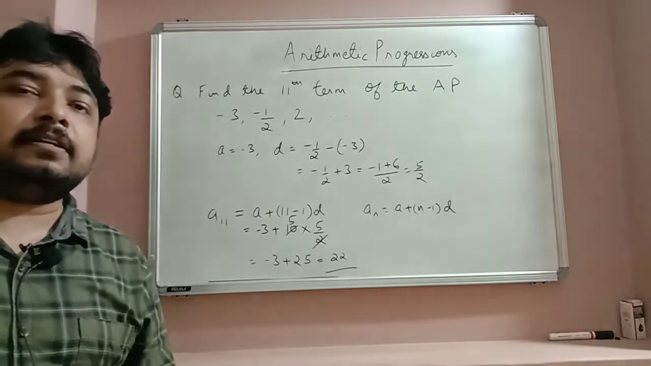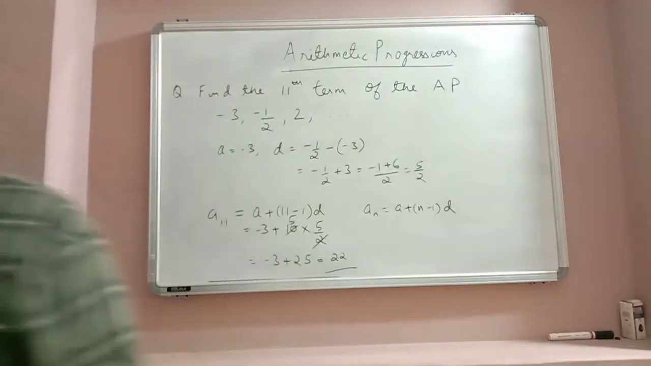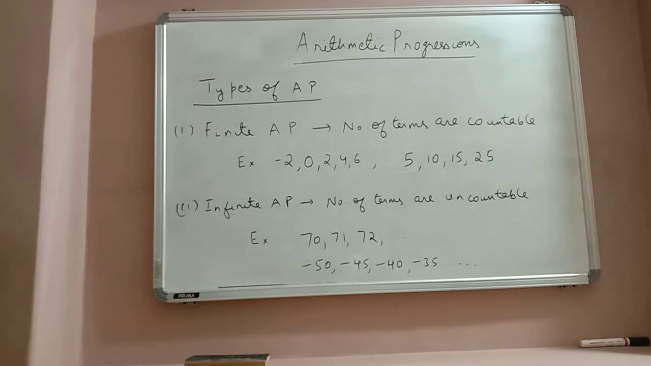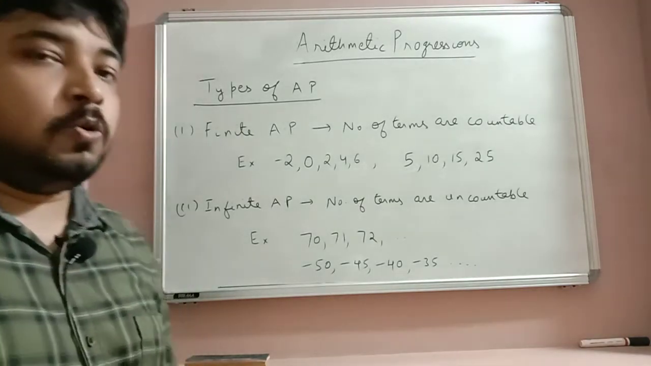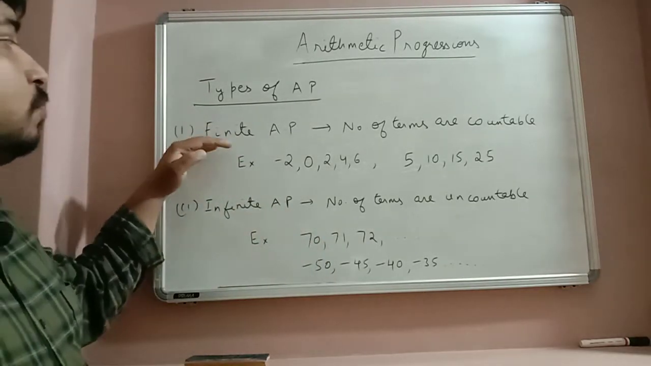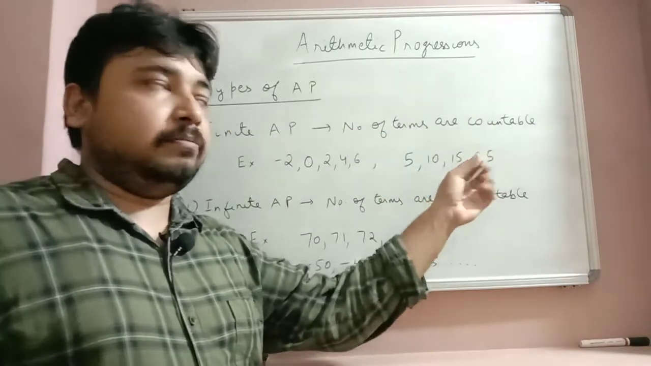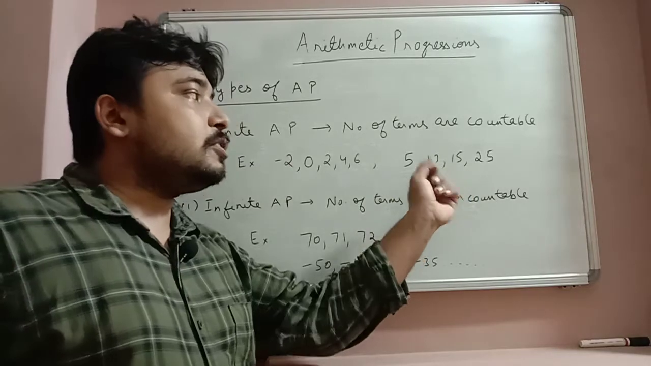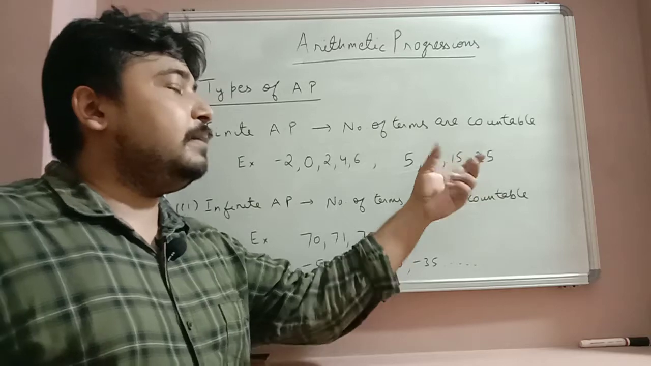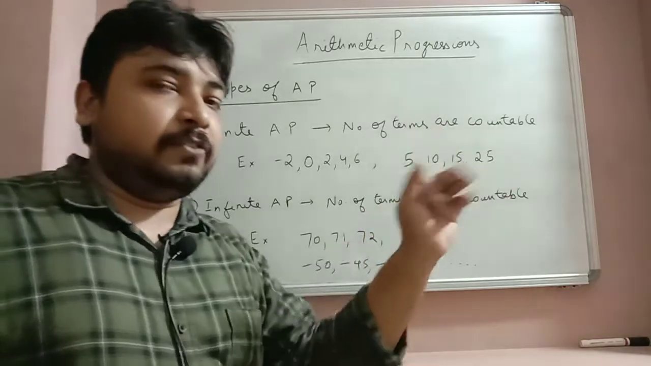Now let us see what types of AP, how many types of AP we can have. Alright students, so let's discuss the types of AP. There are two types of arithmetic progressions. One is the finite arithmetic progression. In this, the number of terms is countable, meaning it has a limited number of terms. The number of terms can be counted. So in other words, it has a finite number of terms.